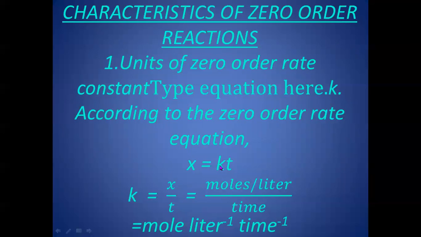We want to find the units of k. Therefore, you can send this to one side, and on the other side we will be having x by t. X is nothing but the concentration, and t is time. We know that the units of concentration are moles per liter, and time can be second. So the units of k are moles per liter per time, or moles per liter per second.